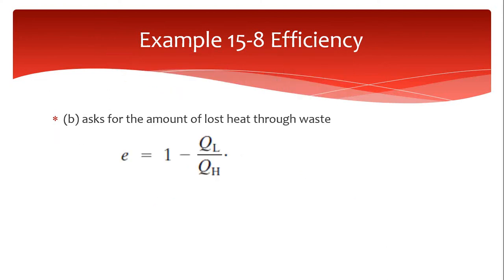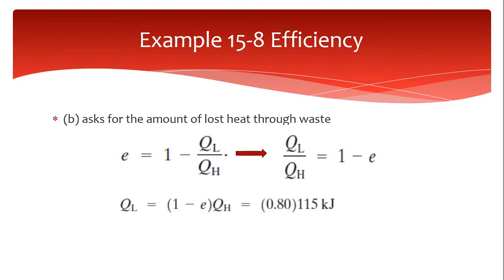Part B asks how much heat is lost through waste. If efficiency is 1 minus the proportion of heat lost to heat added, then the proportion of heat lost to heat added is 1 minus efficiency. So you can rewrite this equation a third time. The heat lost is equal to 1 minus total efficiency times the heat input. The heat input we just calculated was 115 kilojoules, times 1 minus 0.2, which gives 0.8, leaving you with a value of 92 kilojoules of heat lost.